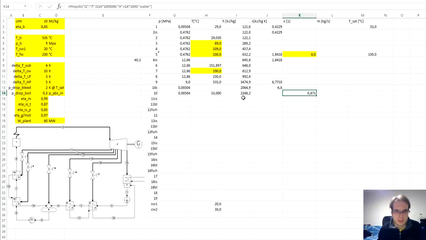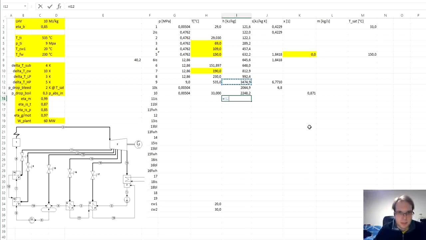So first, point 11 isentropic: entropy is the same as entropy in the point number 9, which is actually also the case for all the isentropic points during the expansion. So here we have also 13 isentropic, 15 isentropic, 16 isentropic, and number 18 isentropic.